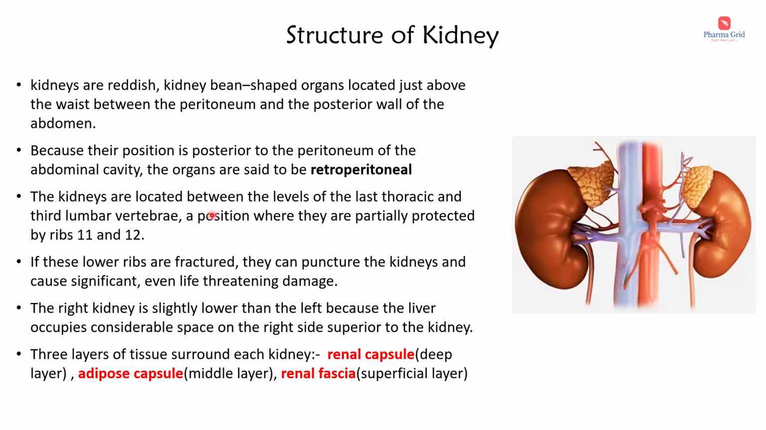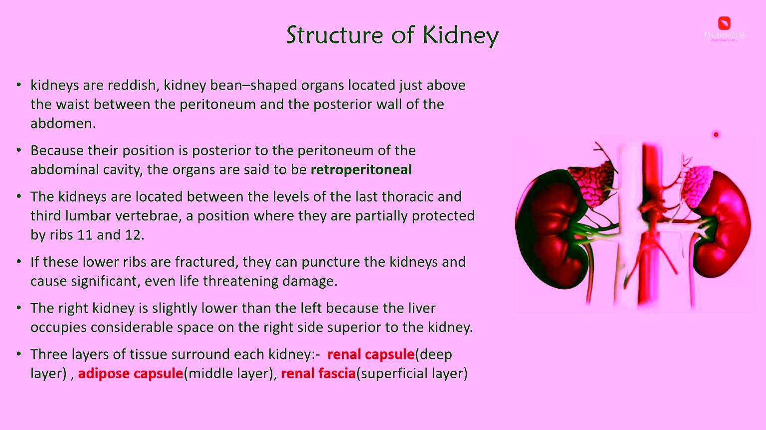The kidneys are located between the levels of the last thoracic and third lumbar vertebrae, a position where they are partially protected by ribs 11 and 12. That is why if these lower ribs are fractured, they can puncture the kidneys and can cause significant, even life-threatening damage.